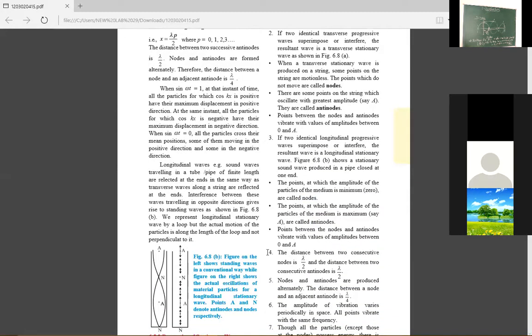Now moving on to point number 4, which I told you that you have to remember. It is also given in the textbook. The distance between two consecutive nodes and the distance between two consecutive antinodes, whether they are two nodes or two antinodes, the distance between them is always lambda by 2. Okay, so always remember, the distance between two nodes or two antinodes is always lambda by 2.